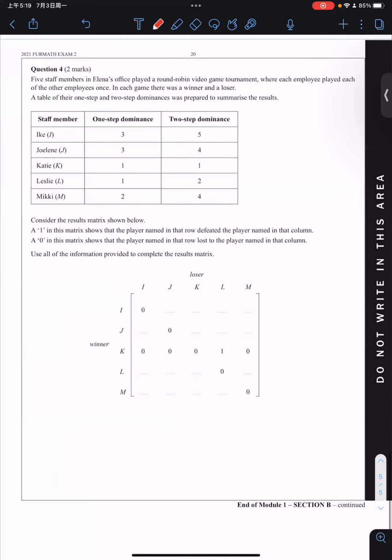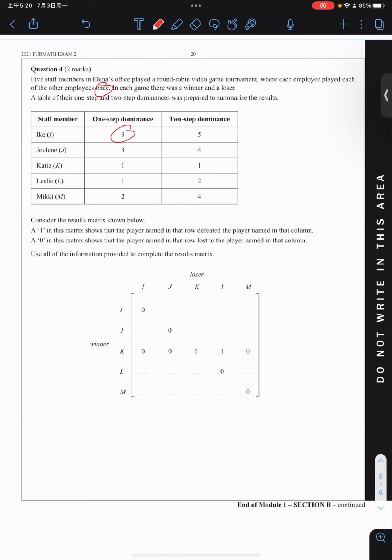Last one. 5 staff members in Elena's office played a round-robin video games tournament where each employee played each of the other employees once, right? Only once. In each game, there was a winner and a loser, so no tie game. A table of their 1-step and 2-step dominance was prepared to summarize the result, right?